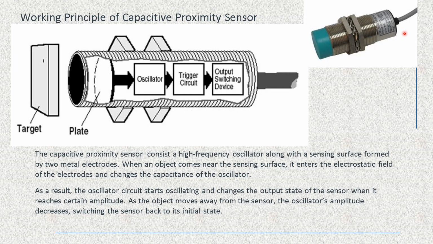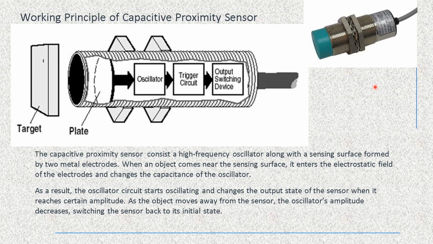In this slide, we have on the top right corner an actual image of a proximity sensor, and here we have a diagram which I will use to explain the working of the proximity sensor. This is the target and this is the oscillator. This sensor detects nearby objects through change in the capacitance. It comprises a high frequency oscillator generating an AC signal and a sensing surface with two metal electrodes forming a capacitor. The oscillator establishes an electrostatic field around the sensor.